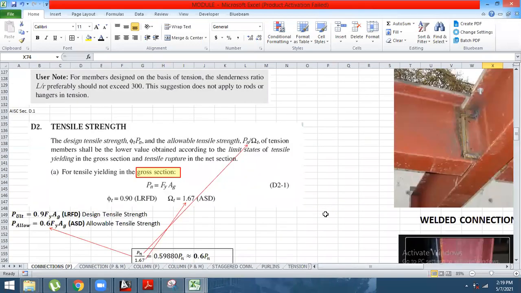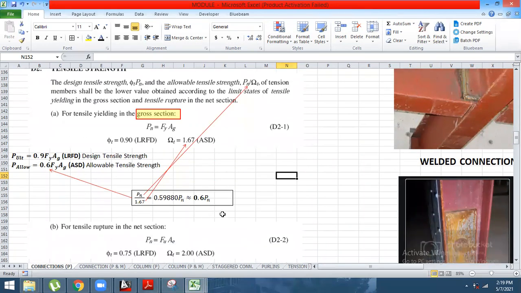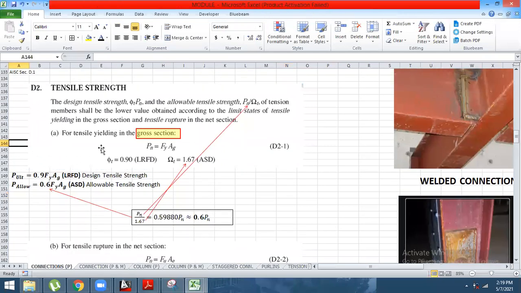Okay, for the tensile strength of the plates. In our steel design, we have ASD and LRFD. The common one included in the board exam nowadays is the Load and Resistance Factor Design, the LRFD. Through this, we could formulate the ultimate tensile strength for tension yielding.